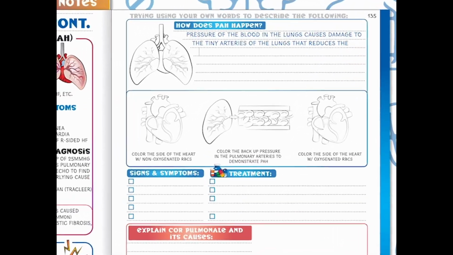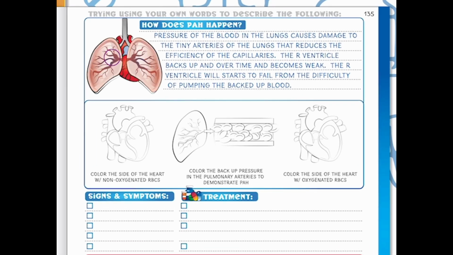So how does pulmonary arterial hypertension happen? Pulmonary arterial hypertension is pressure of the blood in the lungs, and this causes damage to tiny arteries in the lungs that reduces the efficiency of these capillaries. And the right ventricle is going to back up over time and become weak. So the right ventricle will start to fail from the difficulty of pumping the backed up blood.